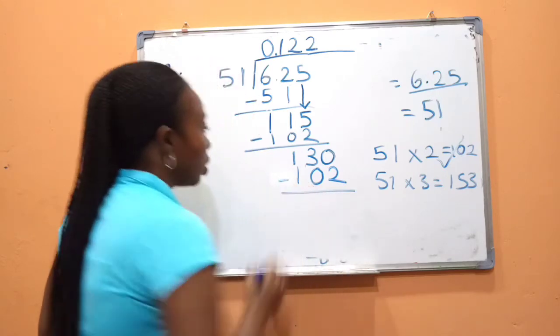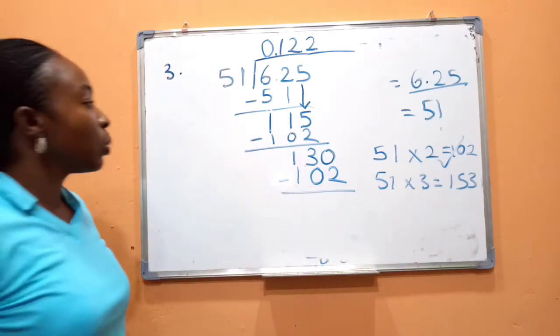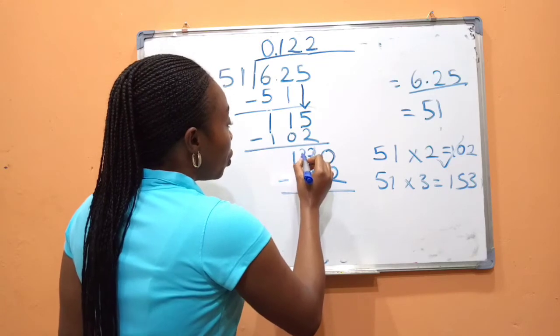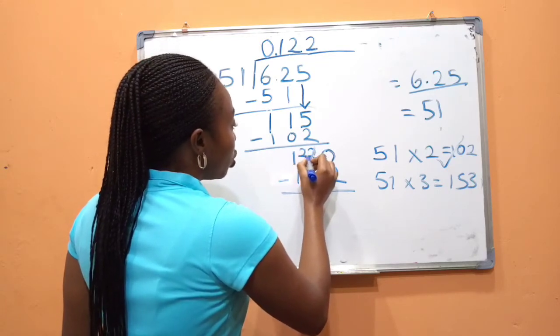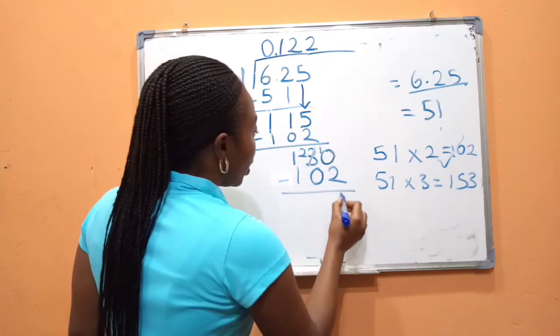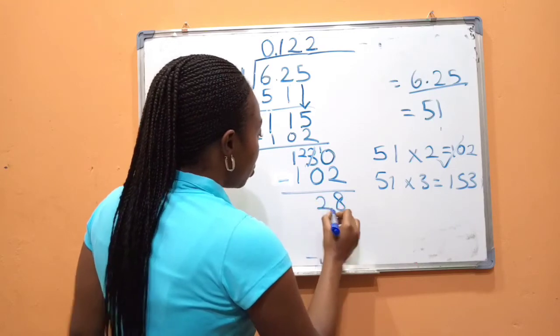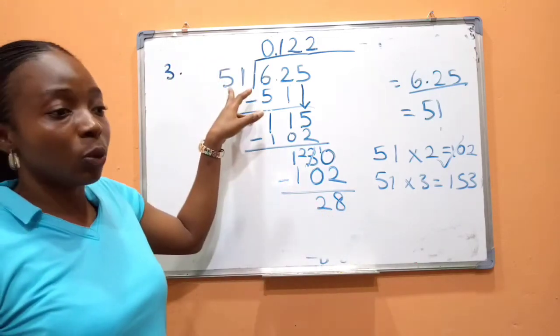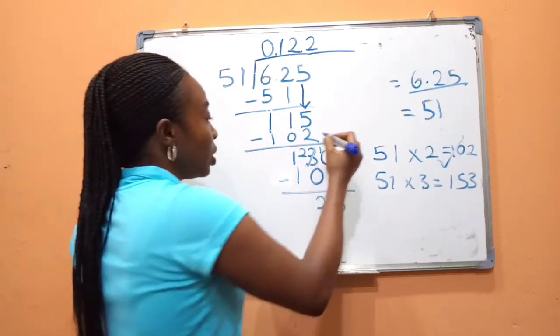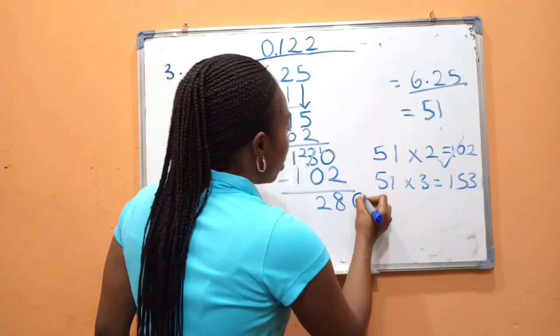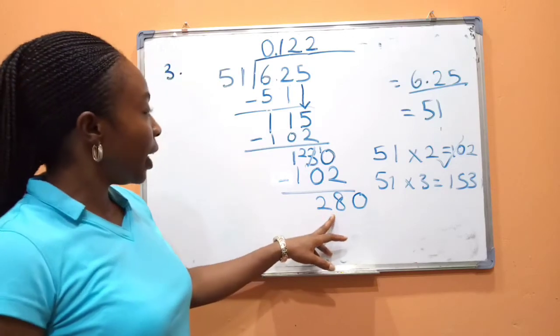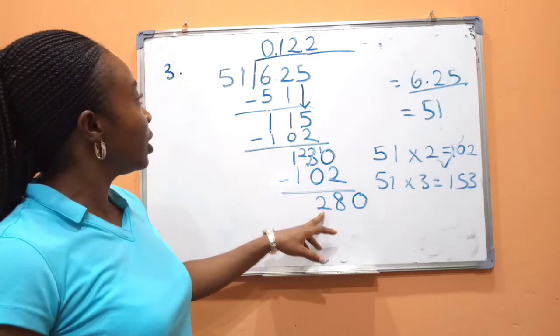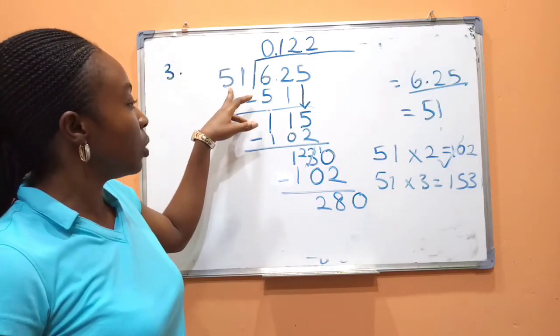So we now subtract, okay? So by the time we are subtracting, we're going to borrow 1 from here. We're going to be left with 2. Then we have 1 here. We have 8. And we have 2. So what we have here is 28. 28 divided by 51 is not possible. So we still add another 0. So we have 280. 280 divided by 51.